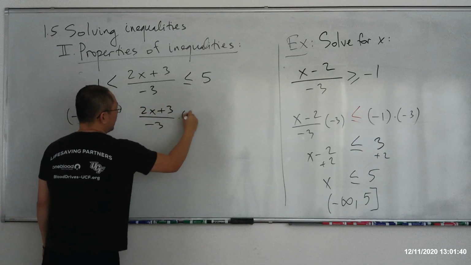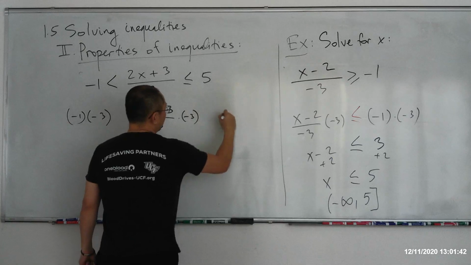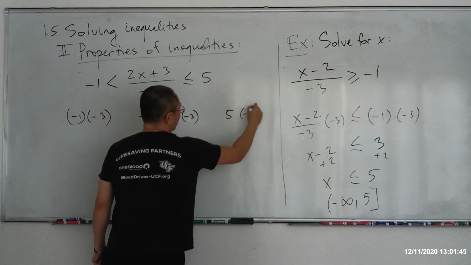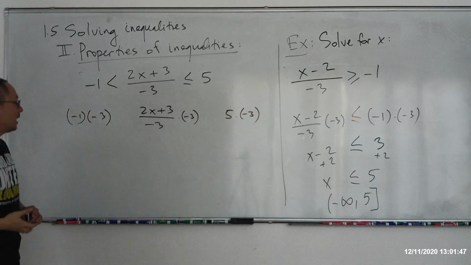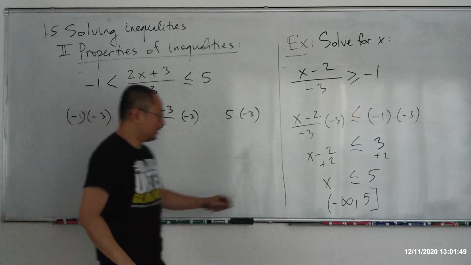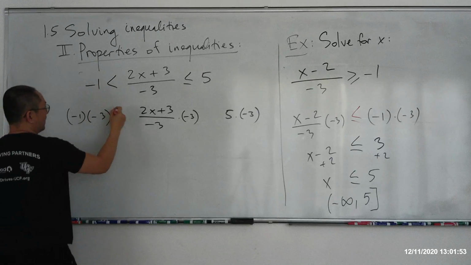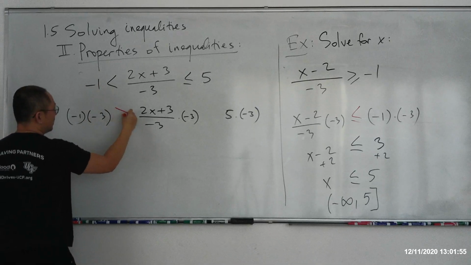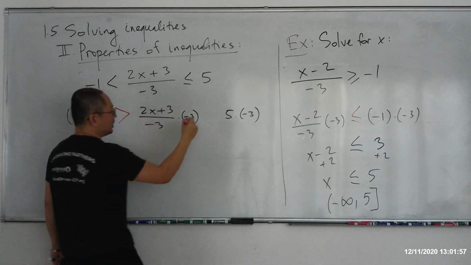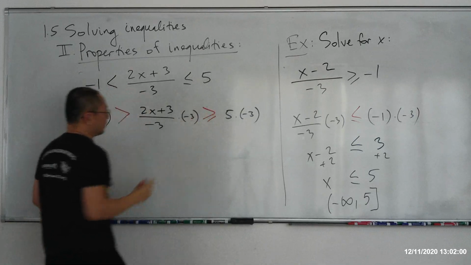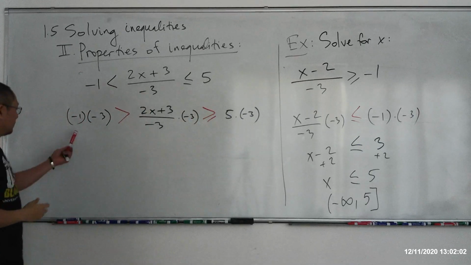And I got 2 times negative 3. And then on the right hand side, I got 5 times negative 3. Okay, so I'm multiplying a negative number on all the sides. And according to what we learned before, we have to flip. Less than now becomes greater than. Less than or equal to now becomes greater than or equal to. Okay, and this is what we have.